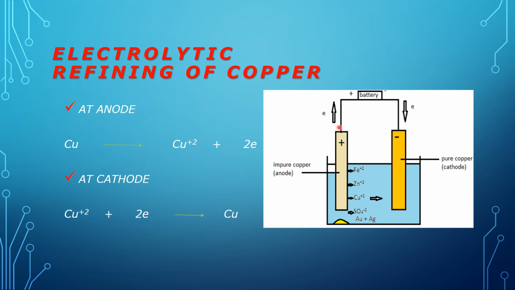These electrons will travel along the external wire to the battery. At cathode, the copper ions will gain 2 electrons and again convert into copper metal. The copper ions at cathode will gain electrons and deposit in the form of copper metal.